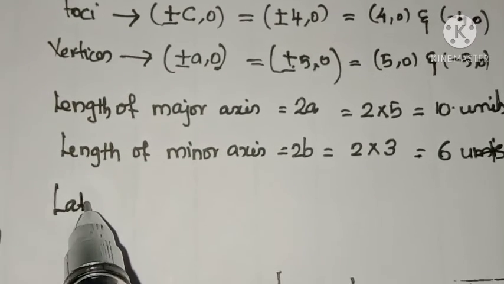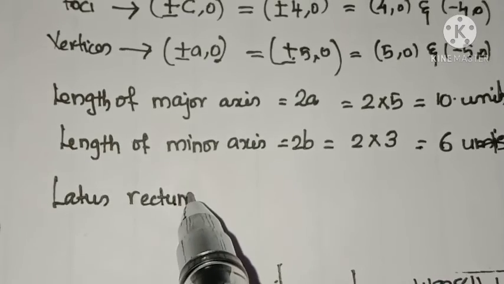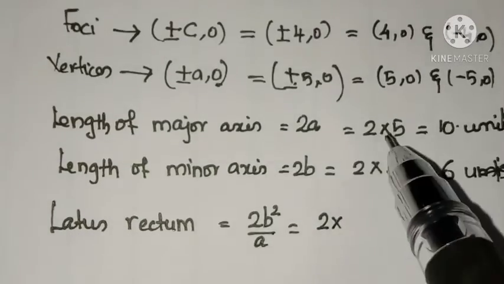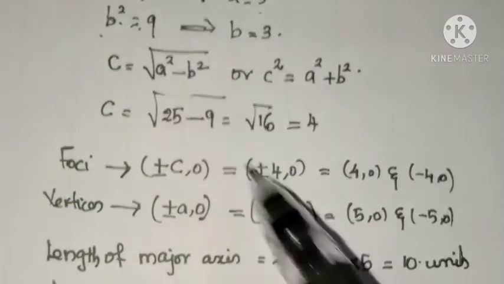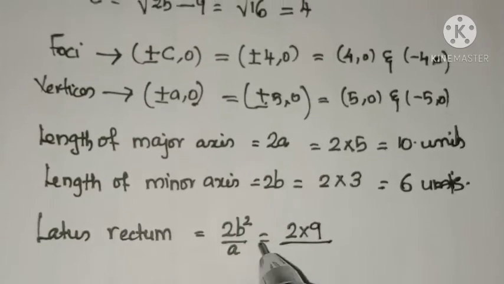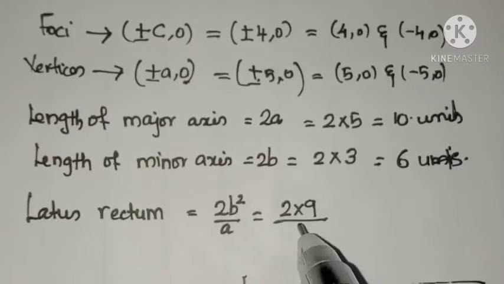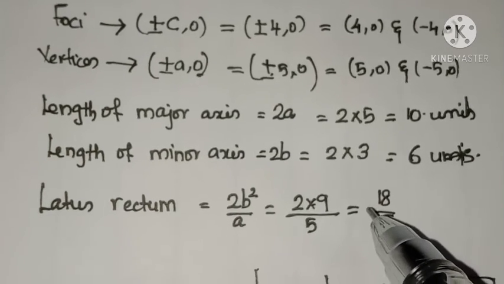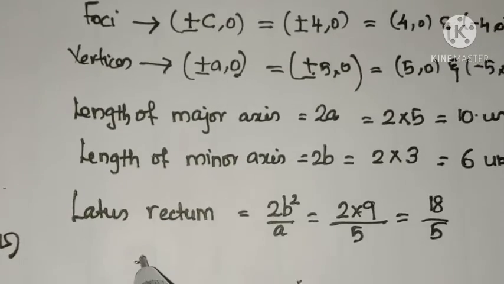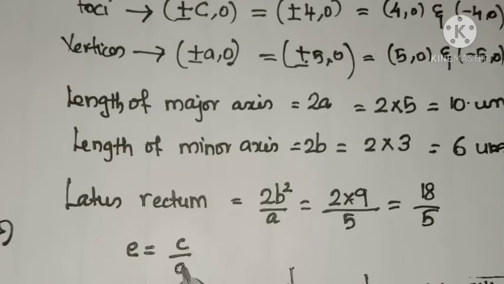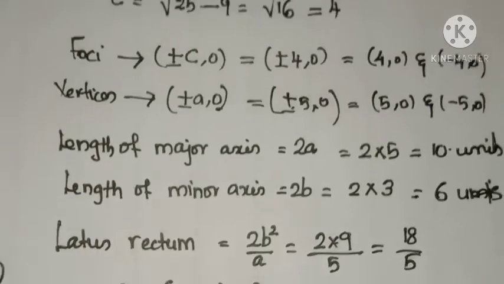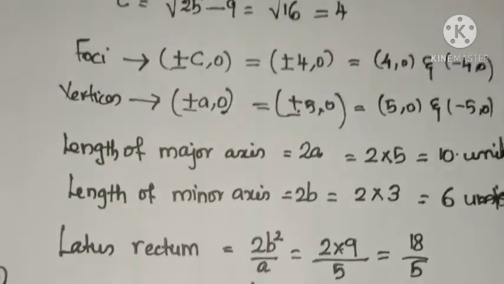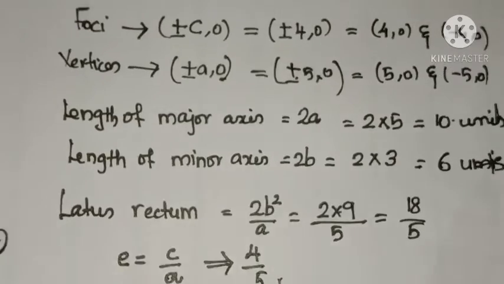Now the latus rectum. Latus rectum is obtained by using 2b square by a. That is 2 into, what is b square? b square is equal to 9, by a. What is a? a is equal to 5. 2 into 9, 18. 18 by 5 is the latus rectum. Now what is eccentricity? Eccentricity is obtained by using the formula c by a. What is c? 4. What is a? a is equal to 5. So eccentricity is equal to 4 by 5.